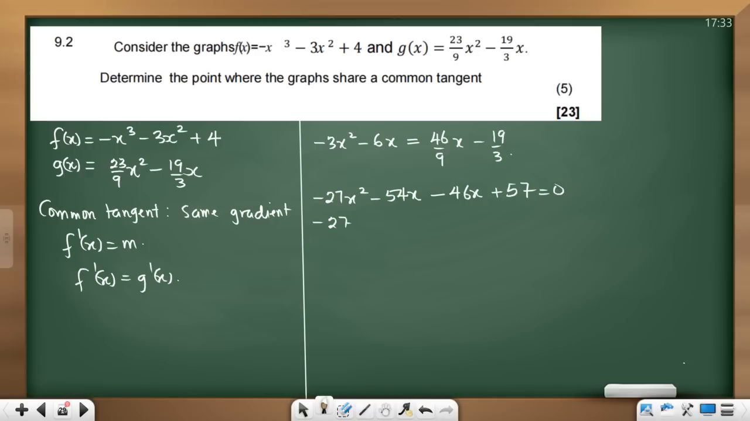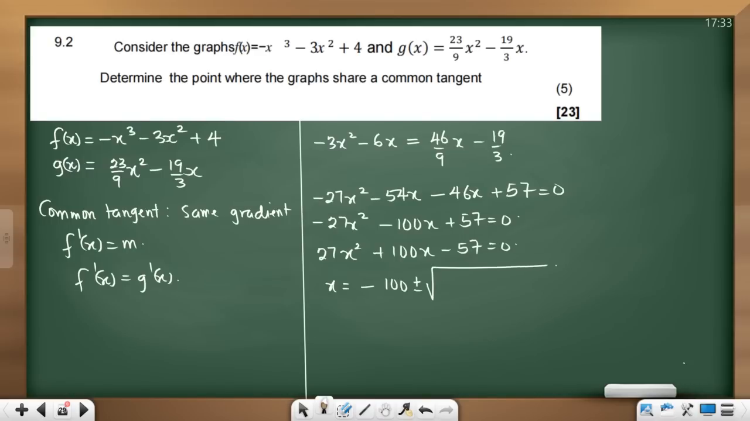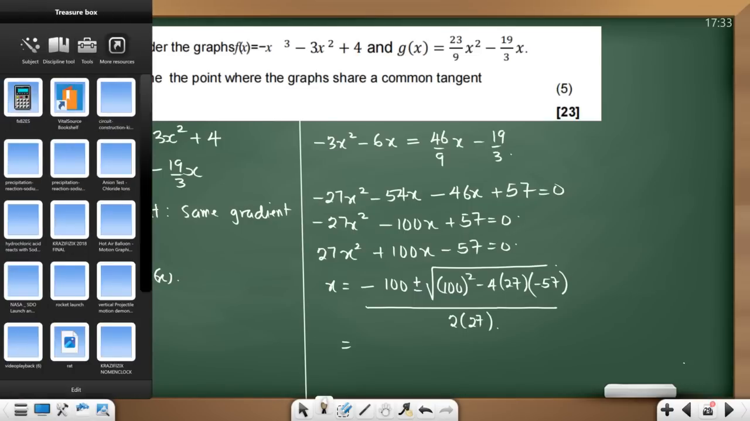What do I have? Negative 27x squared, 54, 46 would give me that. And then let's solve. 27x squared plus 100x. These numbers look too big, so I'm going to use the quadratic formula: minus b plus or minus the square root of b squared minus 4ac, over 2a. We're looking for the value of x. Let's see quickly. Grab a calculator.